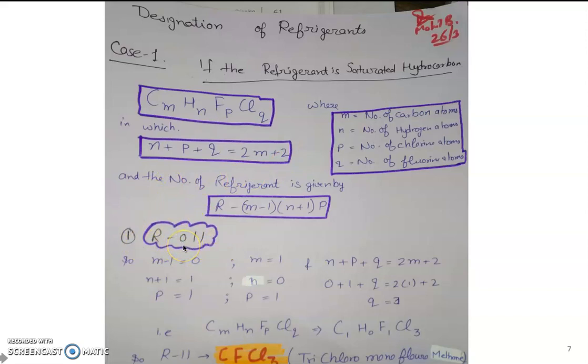Before writing R11, we write it completely as R011. So we equate m-1 equal to 0, n plus 1 equal to 1, p equal to 1. Now from this relation m comes out to be 1, n comes out to be 0, p comes out to be 1. Now put these values in the second relation, n plus p plus q is equal to 2m plus 2. Put the values and we will have the number of chlorine atoms.